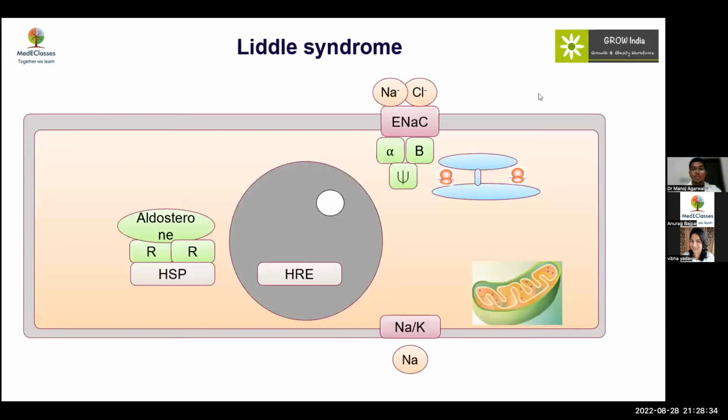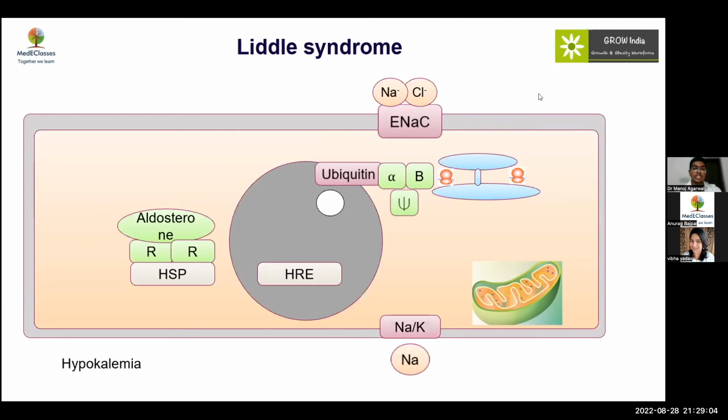So now we will move towards another entity, which is Liddle syndrome. What is the meaning of Liddle syndrome? In Liddle syndrome, there is hyperactivation of the ENaC channel. So what does the ENaC channel do in our body? ENaC channel absorbs the sodium and it loses the potassium. So if there is hyperactivation, body loses the potassium from the urine. And why does it occur? It occurs due to the low ubiquitin level in the body. So this condition mainly presents with hypokalemia and alkalosis.